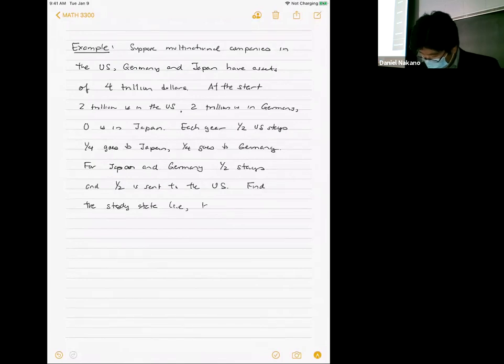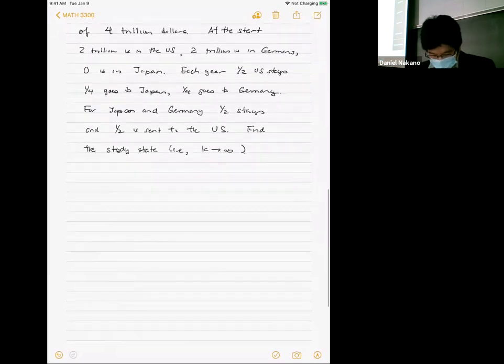i.e. when k goes to infinity. Okay, so what we have is this system where we can actually set it up in terms of a difference equation. So let me do some labeling. US will mean the United States, J will stand for Japan, the amount that we have in Japan, and G will stand for the amount we have in year K in Germany.